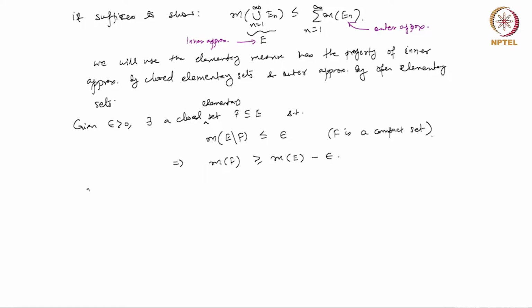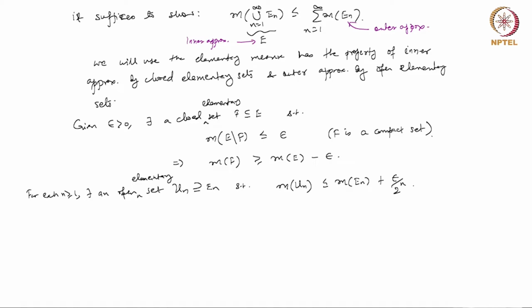On the other hand, for each n greater than or equal to 1, there exists an open set Un containing En, again an open elementary set. We are only working with elementary sets. So an open elementary set Un containing En such that the measure of Un is less than or equal to the measure of En plus epsilon by 2 to the power n. So again we are going to use the epsilon by 2 to the power n trick, because there is a sum involved.